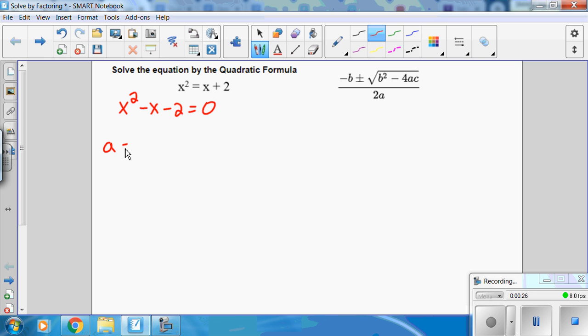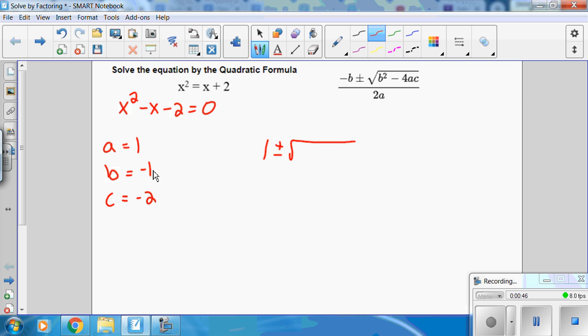And that means a is the number in front of x squared, 1. B is negative 1 right here in front of x, and c is negative 2. And so now when I plug everything into quadratic formula, negative b, well, b is already negative, so when I plug it in, it turns into a positive 1, plus minus.